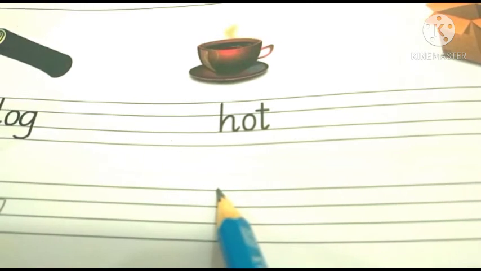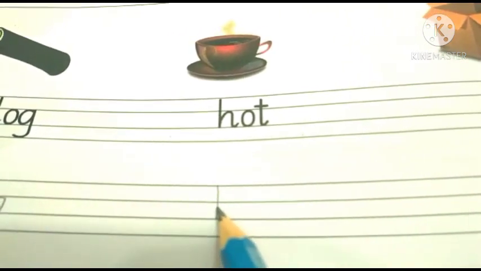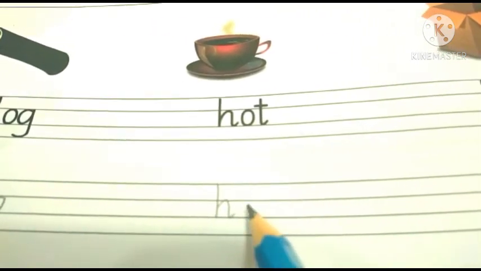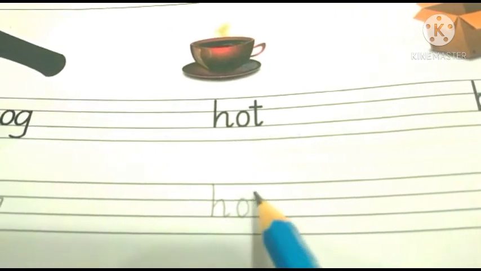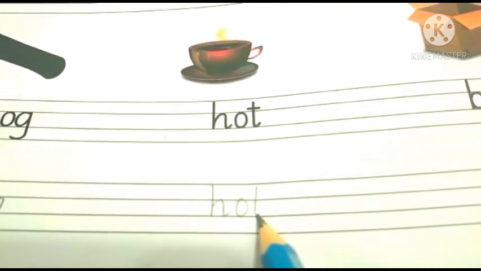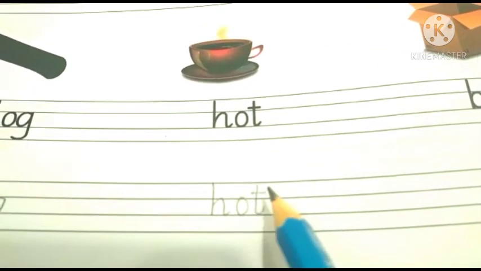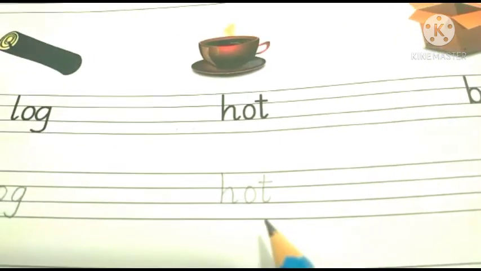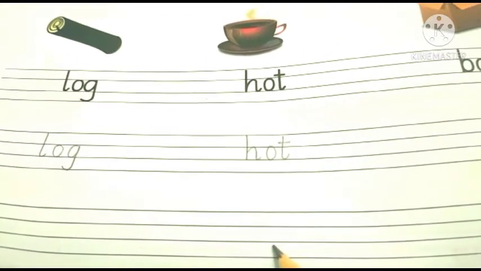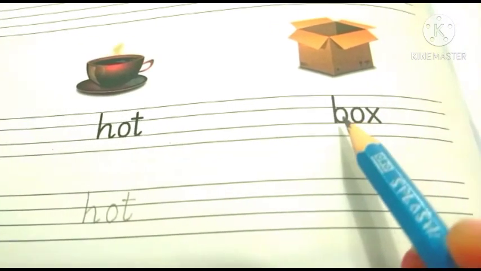Next is a picture of hot. The tea is hot or the cup is hot. So what is the spelling of hot? H-O-T, hot. And what is the sound of hot? H-O-T, hot. In next line you will write it one more time.